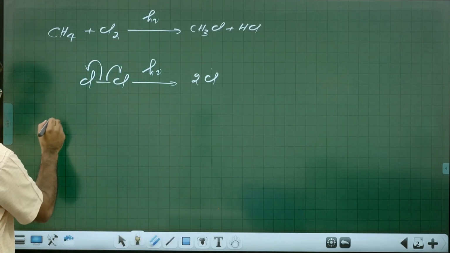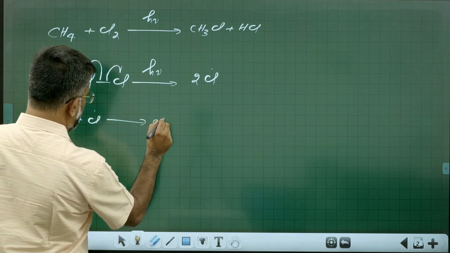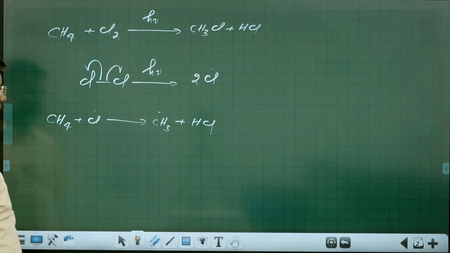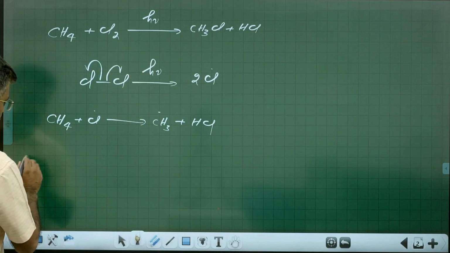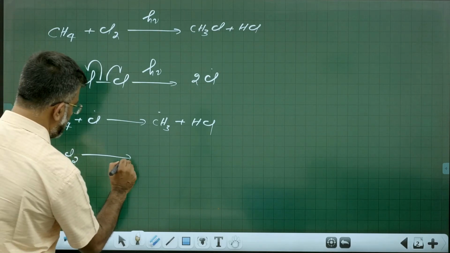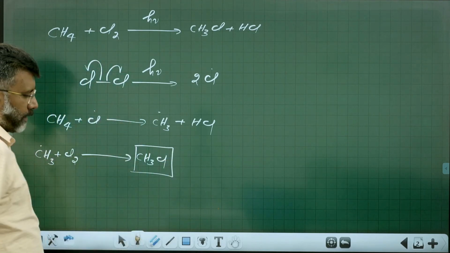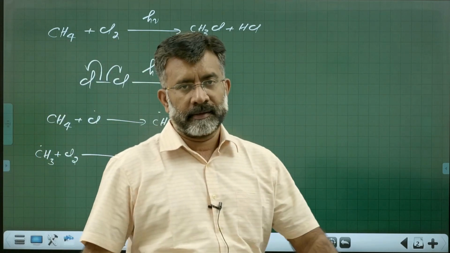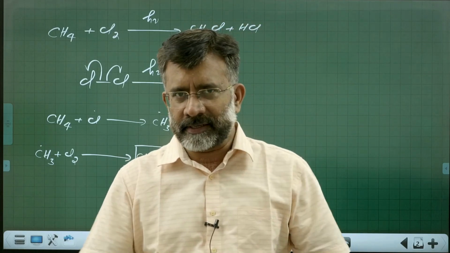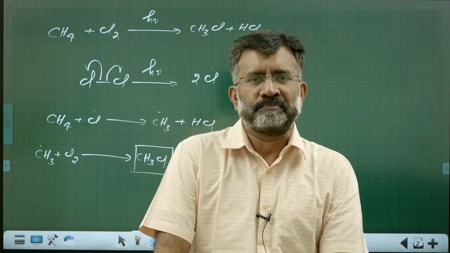That chlorine free radical attacks methane and you get methyl free radical, with HCl coming out. Now that methyl free radical attacks a chlorine molecule, and you get CH3Cl, the first product in that sequence. In fact, this is not a reaction advisable in the laboratory because it gives a mixture of products.